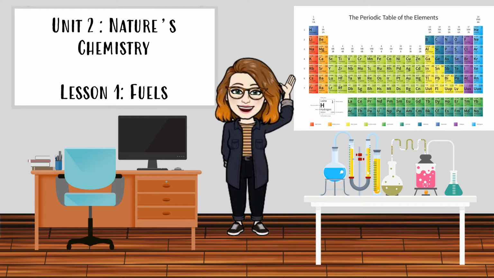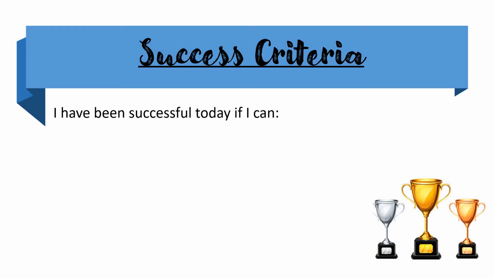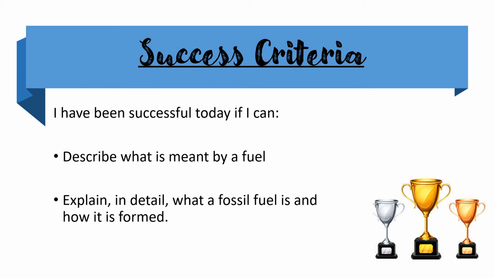In this video we are going to begin to work through Unit 2 of the National 5 Chemistry course. This unit is called Nature's Chemistry and we are going to begin by looking at fuels for our first lesson. Your success criteria for this lesson is that you have been successful if you can describe what is meant by a fuel and explain in detail what a fossil fuel is and how it is formed.